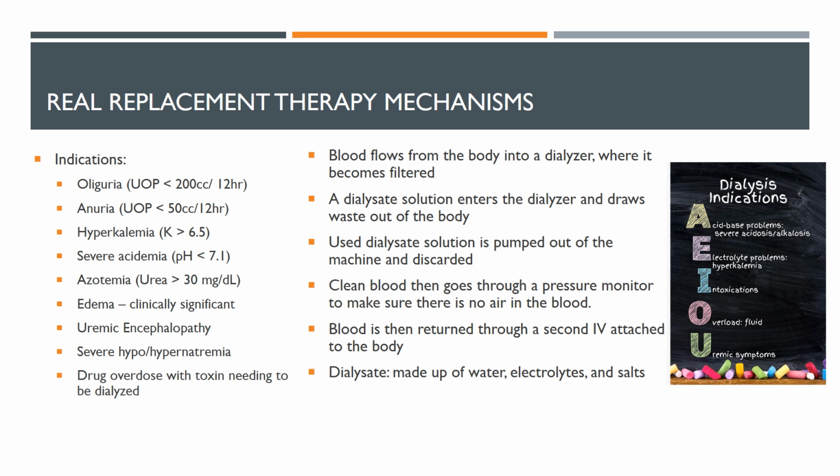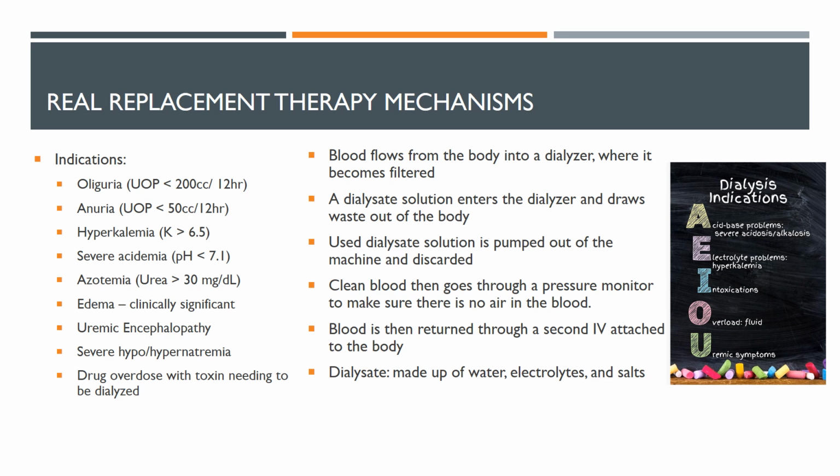So your blood flows from the body into a dialyzer where it becomes filtered. There's a solution that enters the dialyzer and draws waste out of the body. This used solution is then pumped out of the machine and discarded. The patient's clean blood then goes through a pressure monitor to make sure that there is no air in the blood. Blood is then returned through a second IV attached to the body, and the dialysate is made up of water, electrolytes, and salts.